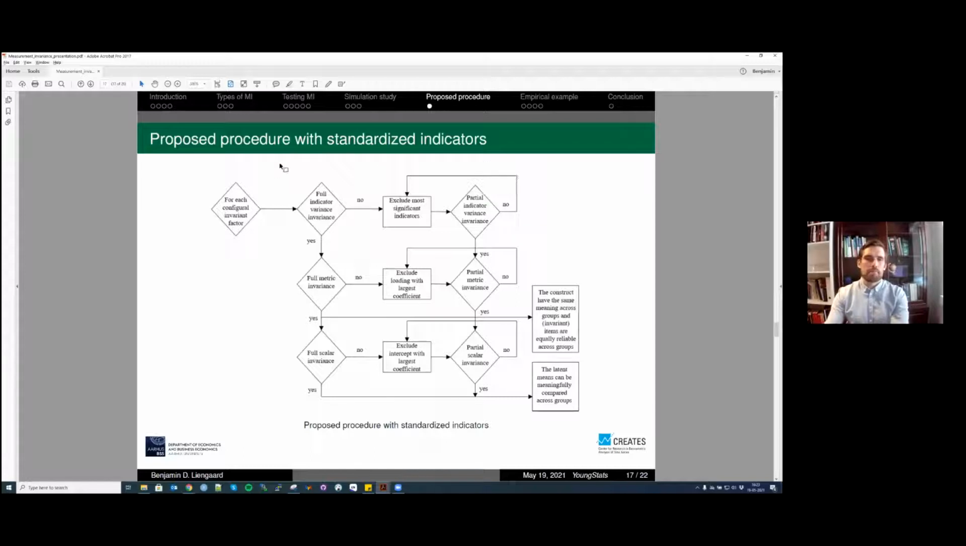There are some proposed procedures which are mainly taken from the CB-SEM literature and then slightly modified to fit into the PLS-SEM framework. I will not go into details again with these, but just emphasize that this is a stepwise procedure where you need to conduct some tests before you conduct other tests.